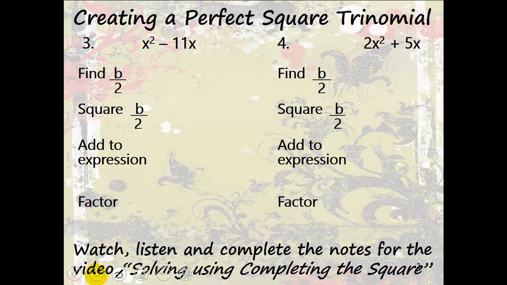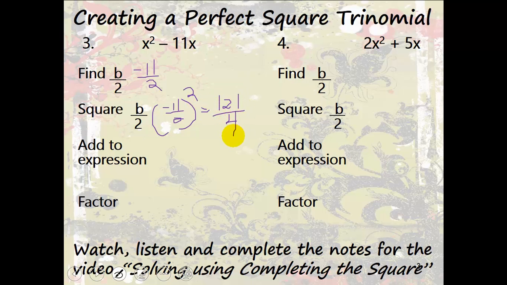This one is going to create a fraction, but don't worry about it because it's very easy to figure out how to do it, all right? So x squared minus 11x, take b, negative 11, and divide it in half. Just leave it as a fraction. It's the easiest way to do it. I know you freak out, but don't, all right? Then we're going to take it and we're going to square it. So negative 11 halves squared, that's 121 fourths. We're going to add it to the expression. X squared minus 11x plus 121 fourths.